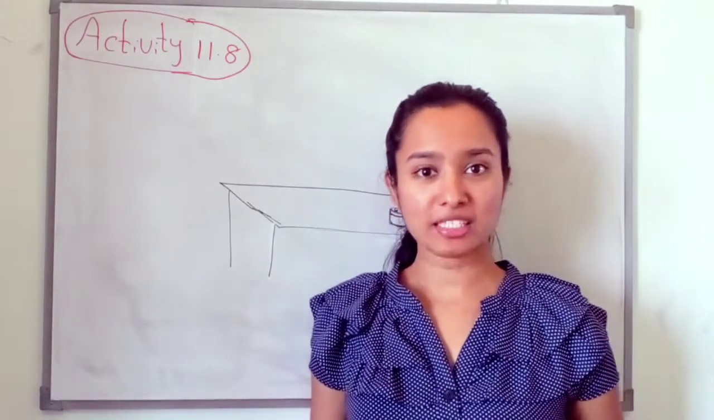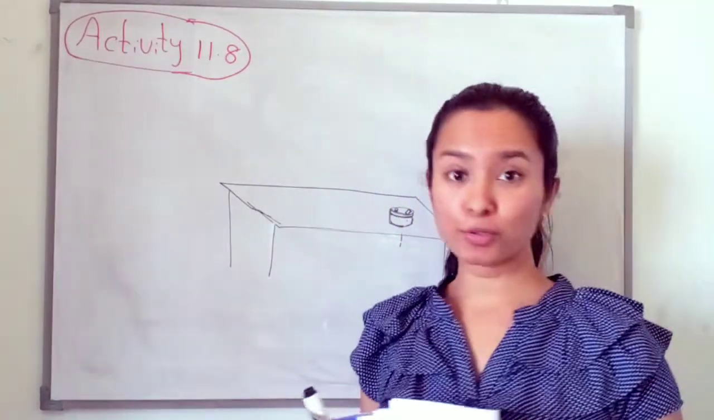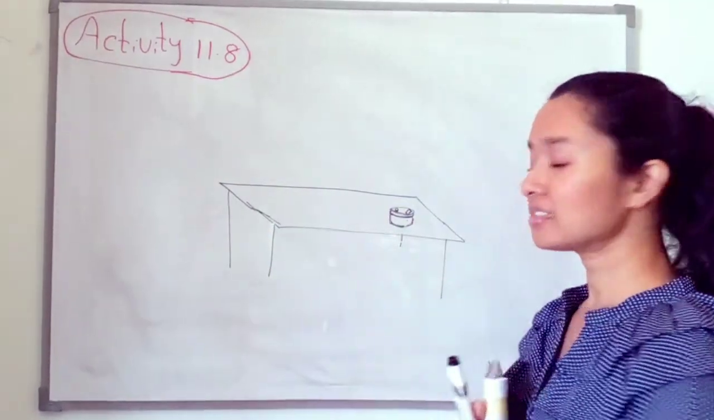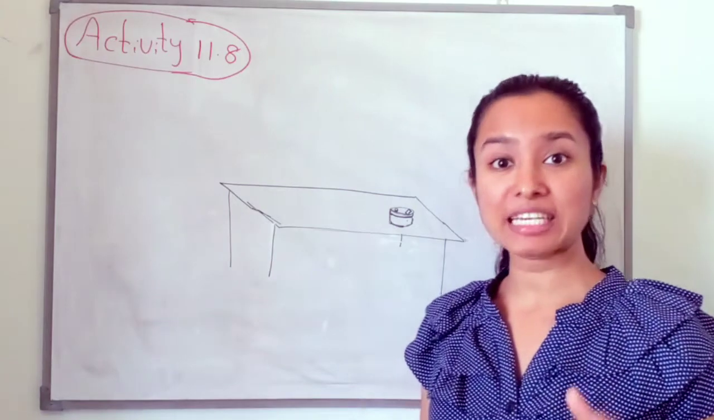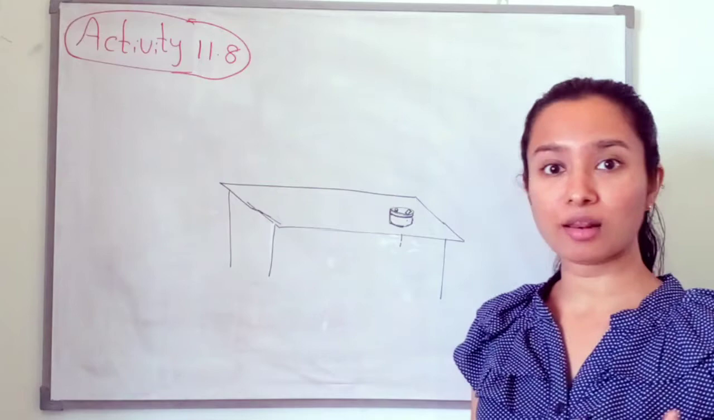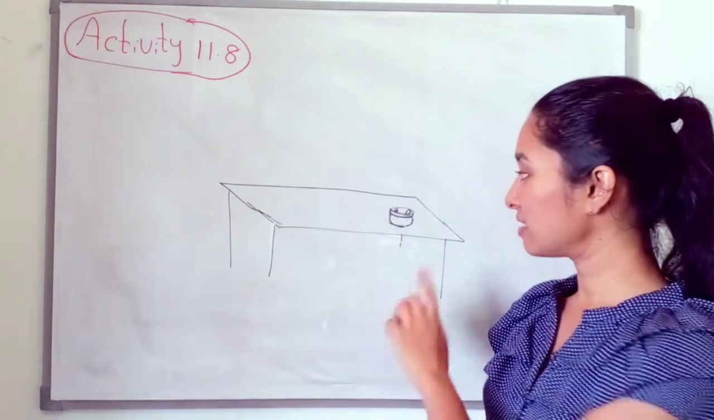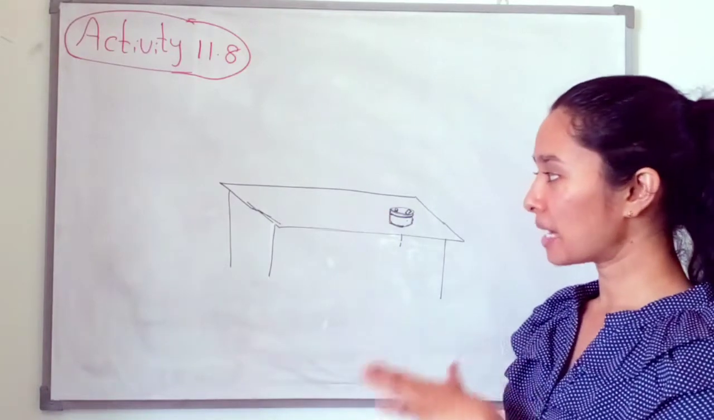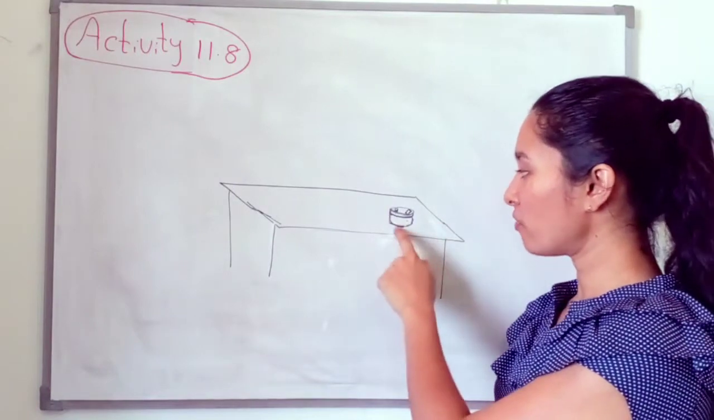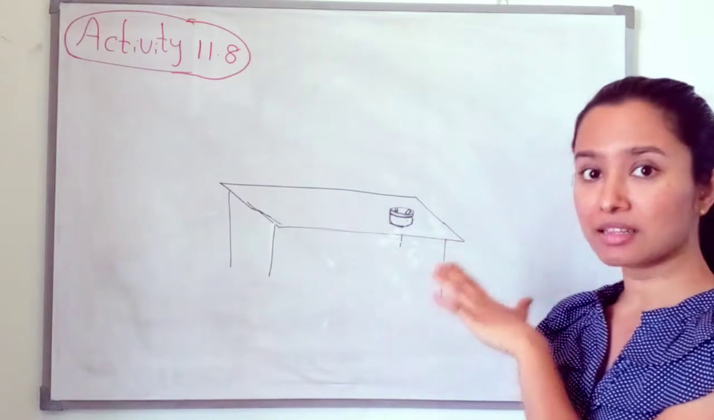Activity 11.8, page number 7. Here you need a long table and a clock which produces a tick sound. So you should take this one. Then place the clock near the end of the table.